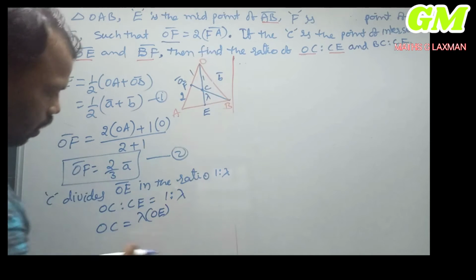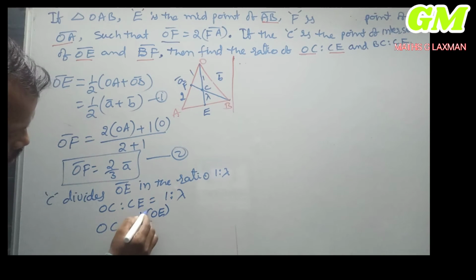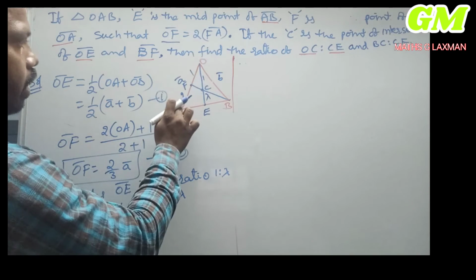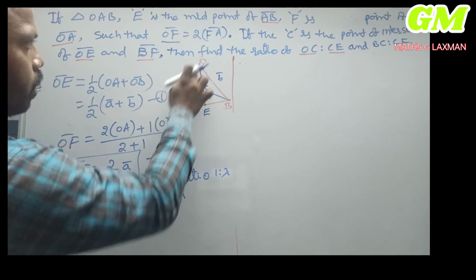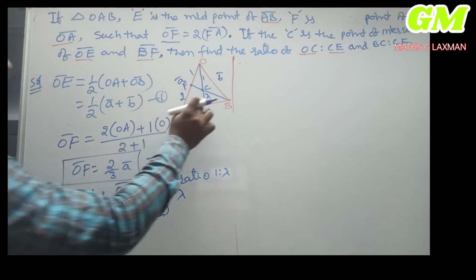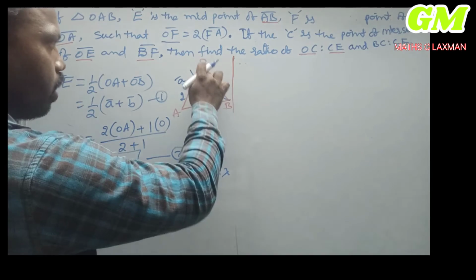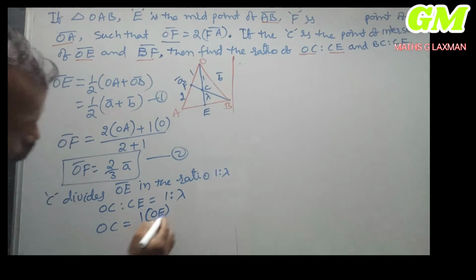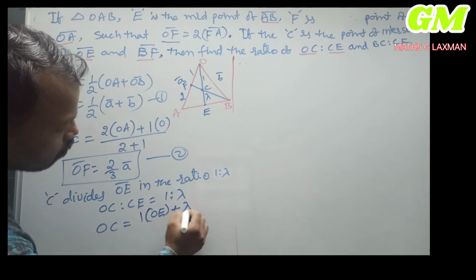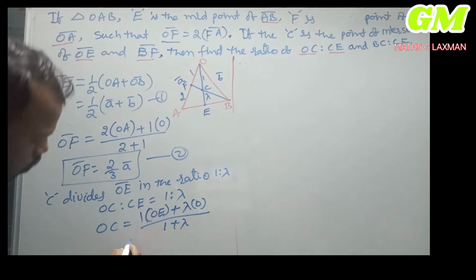1 into OE. This is 1. So previously we have taken 2 into OA and 1 into 0. Same here, 2 into lambda into OC and 1 into OE. So 1 into OE plus lambda into 0, divided by 1 plus lambda.